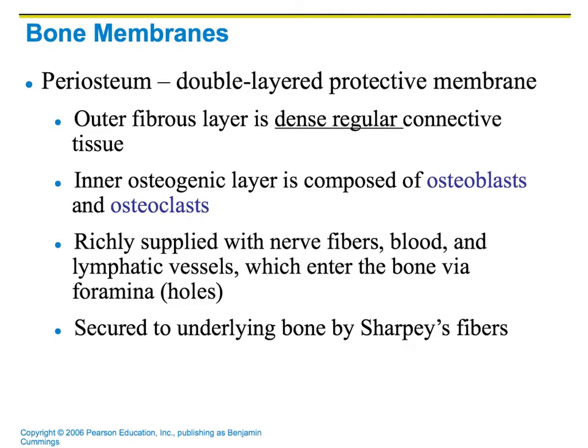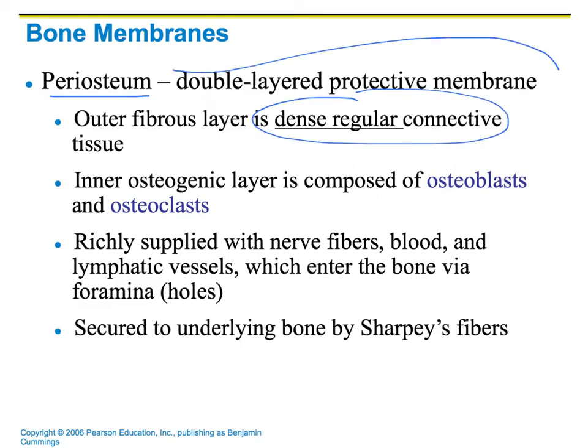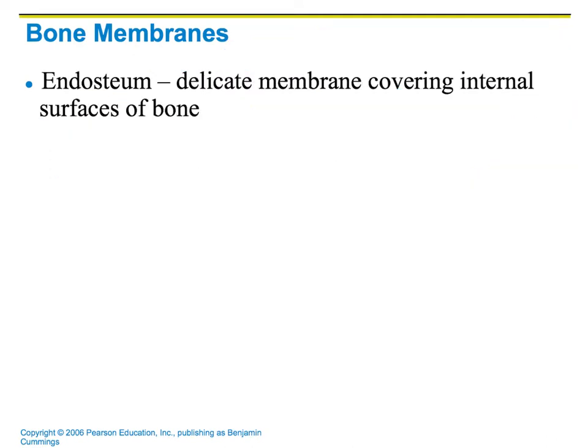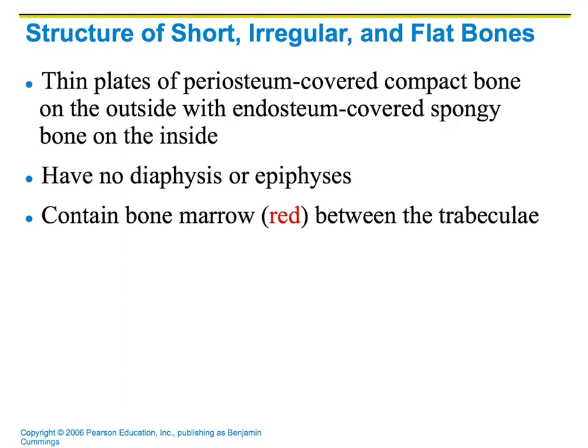The periosteum is made of dense regular connective tissue. The cells that produce the bone tissue emanate from the periosteum, osteoblasts and osteoclasts. The periosteum also supplies the bone with needed blood and nerves for nutrition. And we did mention Sharpey's fibers, which kind of velcro the periosteum. Endosteum was mentioned as an epithelial lining on the inside of the bone, endo meaning inside.